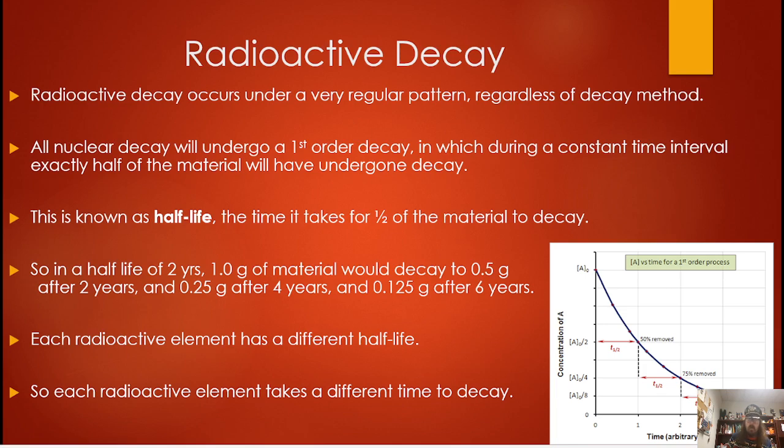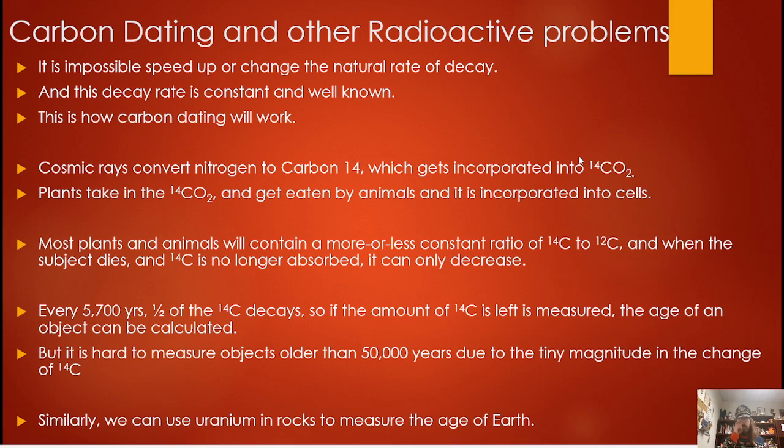Now, each element, regardless of its decay pattern, will have a different half-life. So each radioactive element will take different times to decay. So you have a mixture of elements. They're all radioactive. Some will be decaying faster, some will be decaying slower, and you can use that and figure out ratios between them if we know about them.